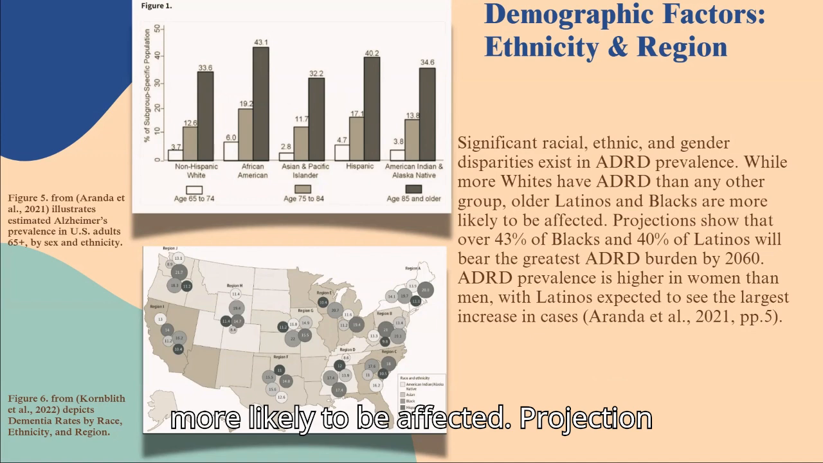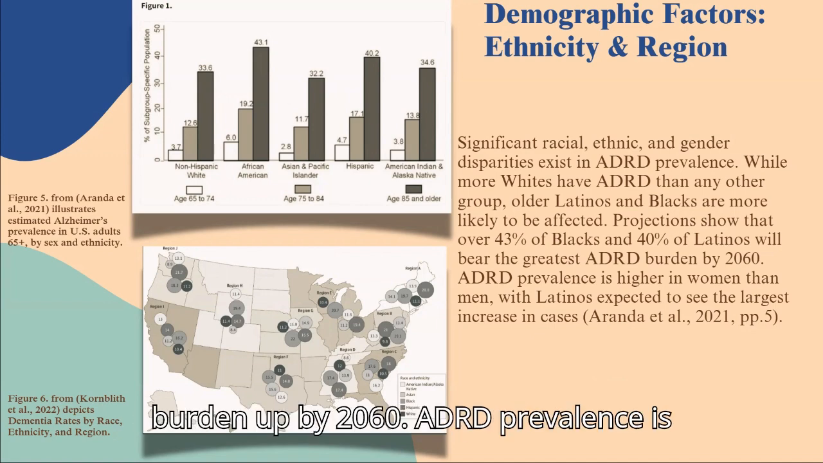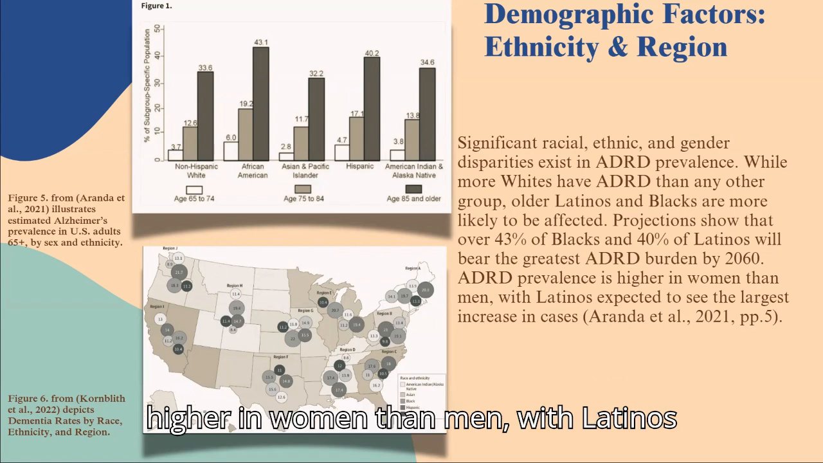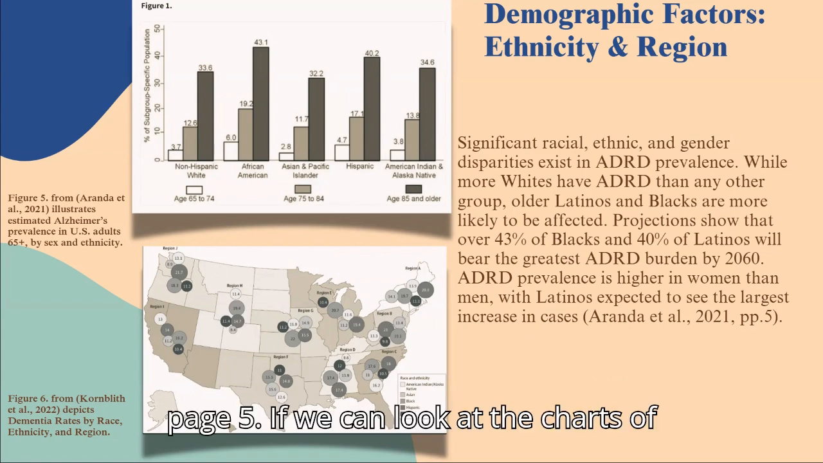Older Latinos and Blacks are more likely to be affected. Projections show that over 43% of Blacks and 40% of Latinos will bear the greatest ADRD burden by 2060. ADRD prevalence is higher in women than men, with Latinos expected to see the largest increase in cases. This was found by Aranda, 2021, page 5.